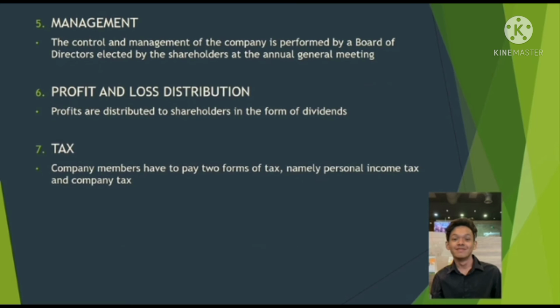Number 5, management. The control and management of the company is performed by a board of directors elected by the shareholders at the annual general meeting. Number 6, profit and loss distribution. Some profit will be kept as reserve and the rest will be distributed as dividends. Number 7, tax. Company members have to pay 2 forms of tax. First, namely personal income tax, and second, company tax.